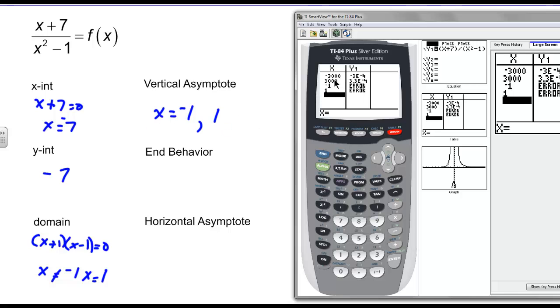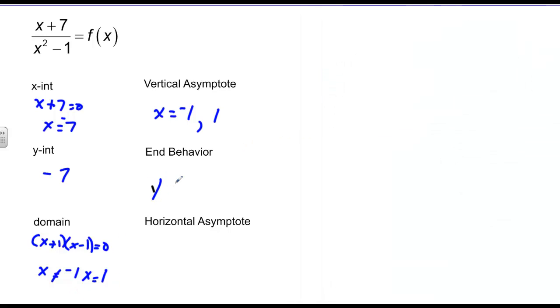To look at the end behavior, I plug in 3,000 and -3,000. That's pretty far to the left and the right. And you'll notice I get a scientific notation of -3 times 10 to the -4th, which is basically 0 in both cases. So in this case, my y value is going to 0, so thus my horizontal asymptote is y equals 0. And again, let's take a look at the graph.